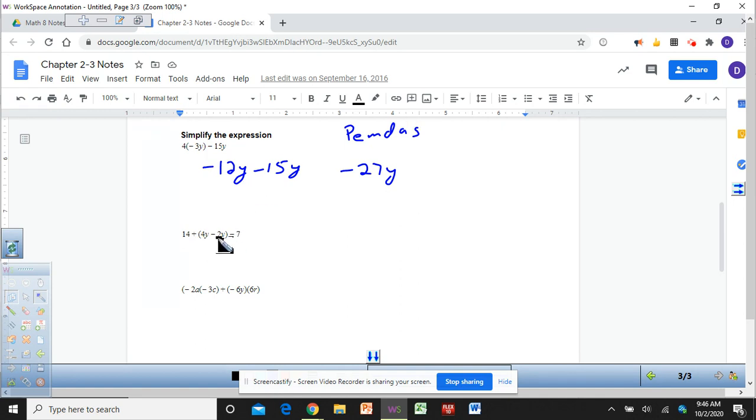Same thing here. We got to do our parentheses first. So do what's in the parentheses first. So 14 plus 2y minus 7. And then we combine what we can. We can only combine the 14 and the 7. So that'll give us 7 plus 2y because we have to subtract those.